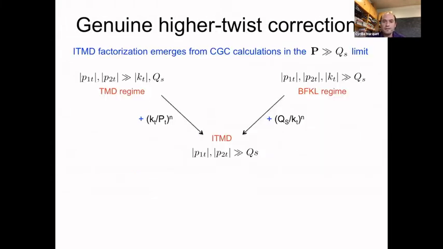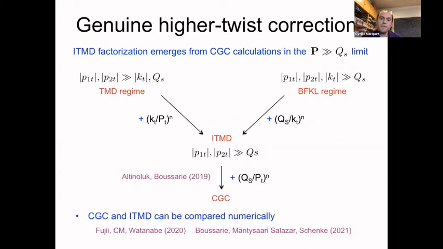Now, I've explained how ITMD encompasses both the TMD regime and the BFKL regime, but it lacks what are called genuine twist corrections. These are higher twist corrections, so they're suppressed by a power of the hard scale PT, but they're not the KT over PT corrections we had before, which are already included. They are the rest, essentially, which are of the order of QS over PT for the largest ones. Of course, we also have lambda QCD over PT corrections as well. It was shown recently that the difference between the full color glass condensate calculation and the ITMD factorization is precisely those genuine twist corrections. So ITMD will work well when the hard scale PT is much bigger than the saturation scale QS.